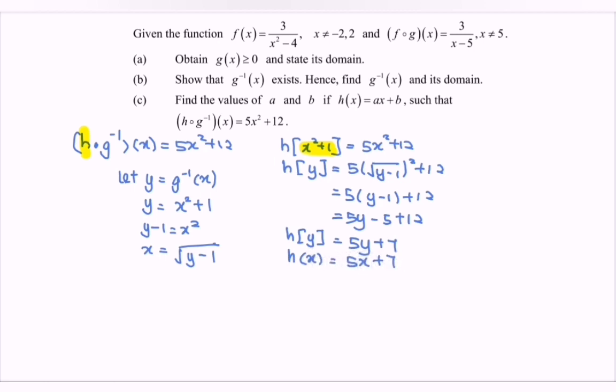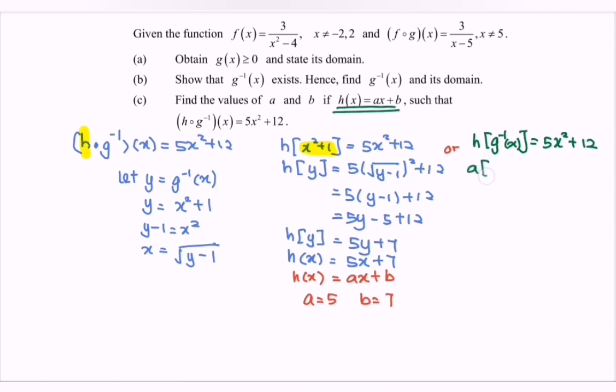Then we can compare h(x) equals ax plus b. Based on this, we can say that a equals 5 and b equals 7. Or the second method: here we have h∘g inverse of x equals 5x squared plus 12. As we all know, h(x) is ax plus b. So substitute g inverse into the function of h(x). So we have a times g inverse plus b.